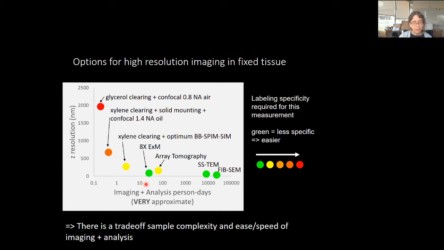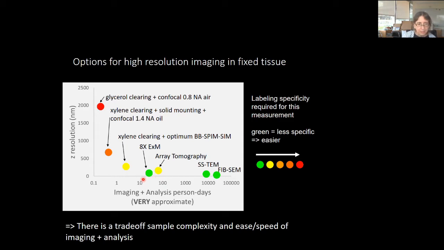You can see there's sort of a spoiler in this graph, which is in 2021, you have expansion microscopy, and that turns out to be an even better compromise with less specific labeling and fairly easy imaging as well.